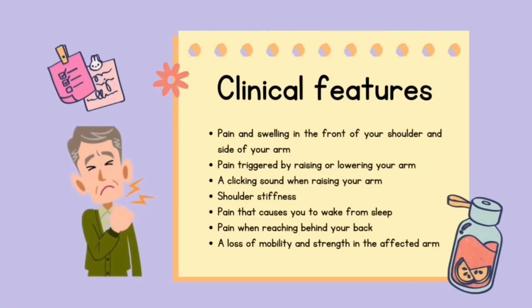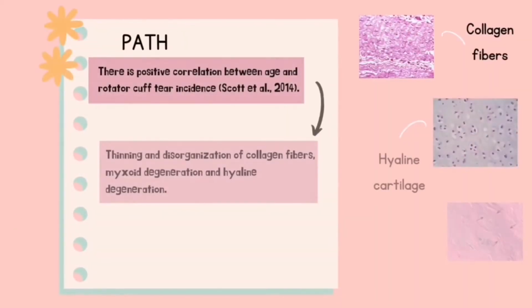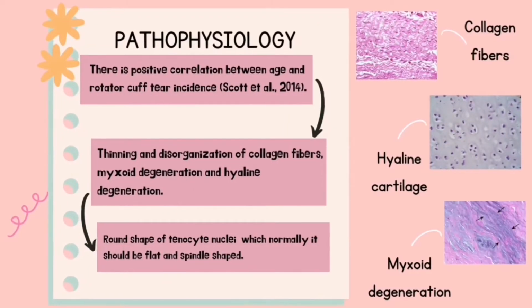The clinical features of rotator cuff tendonitis are pain and swelling in the front of your shoulder and side of your arm, pain triggered by raising or lowering your arm, a clicking sound when raising your arm, shoulder stiffness, pain that causes you to wake from sleep, pain when reaching behind your back, also a loss of mobility and strength in the affected arm. Now, I will explain the pathophysiology of rotator cuff tendonitis.